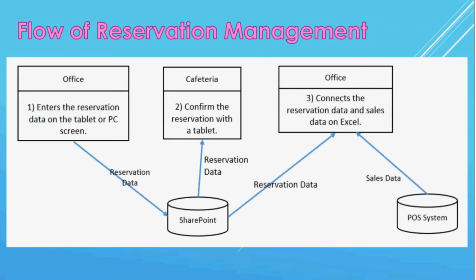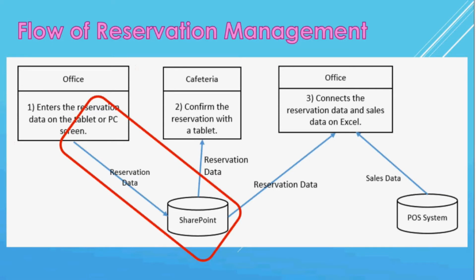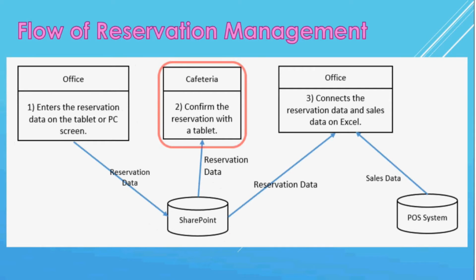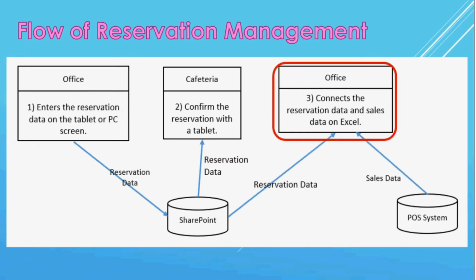Our plan is like this. In the first step, our office manager enters the reservation data on the tablet or PC screen. Then the system saves that data to the company's SharePoint. When the customer visits us, since the tablet at the cafeteria lists the reservation guest, they can confirm the reservation. At the end of the day, the system connects the reservation data and sales data on Excel.